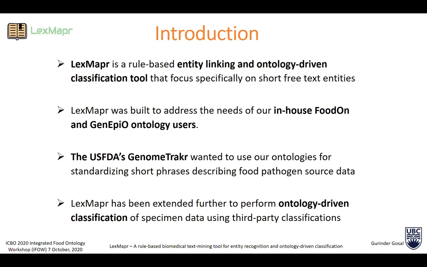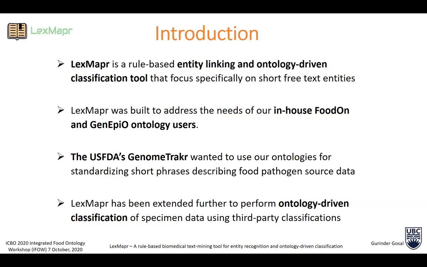The pressing need came when the US FDA's GenomeTrakr wanted to use our ontologies for standardizing the short phrases describing the food pathogen source data. They wanted to use the ontology terms in their foodborne disease surveillance and outbreak investigations.